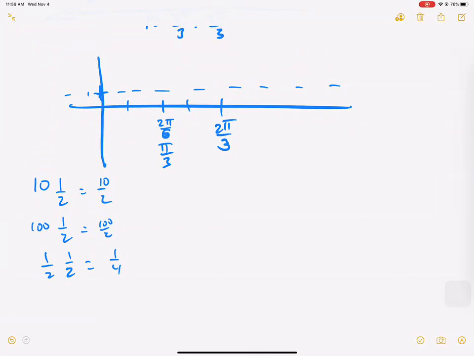What's half of pi over 3? What's half of 60 degrees? Half of 60 degrees is 30 degrees, pi over 6. Counting. 1 tick mark, 2 tick marks, 3 tick marks. This is 3 pi over 6, which is reduced to pi over 2. So practice that, work on it. It's not too hard, you just gotta get used to it.